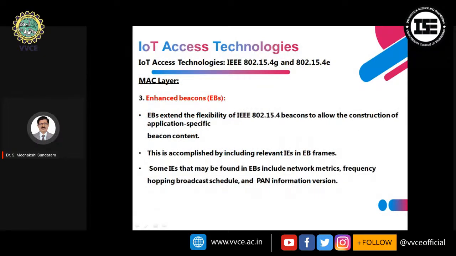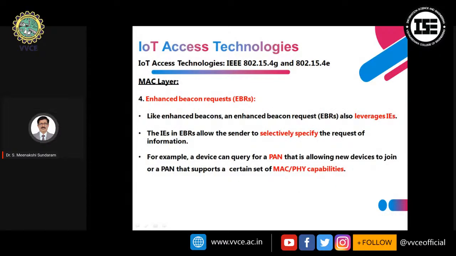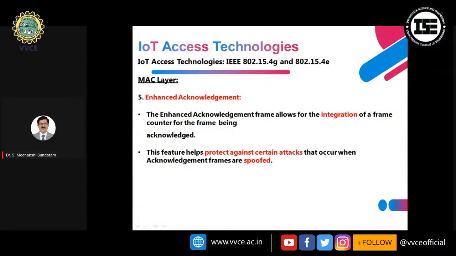Then we have the enhanced beacons, EBs. EBs extend the flexibility of IEEE 802.15.4 beacons to allow the construction of application specific beacon contents. Similarly, at the MAC layer, we have the enhanced beacon request, EBR, where we are able to leverage IEs to selectively specify the request. For example, a device can query a PAN that is allowing new devices to join, or a PAN that supports a certain set of MAC or physical capabilities.